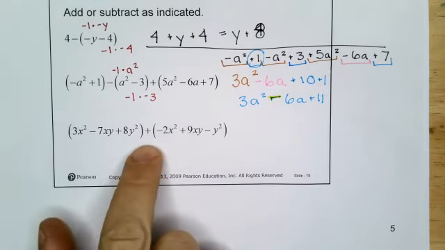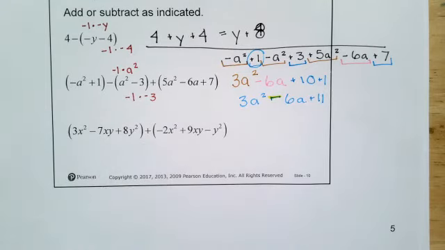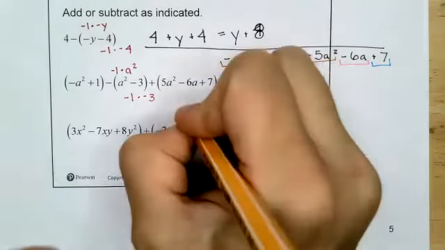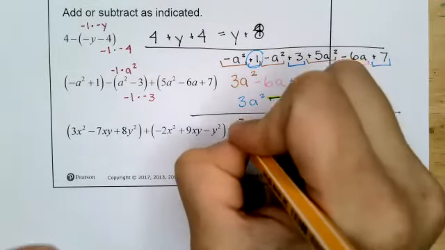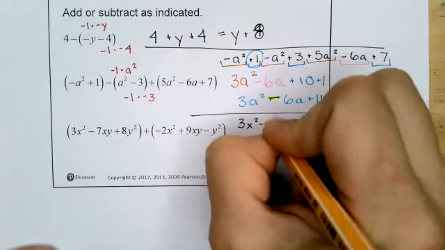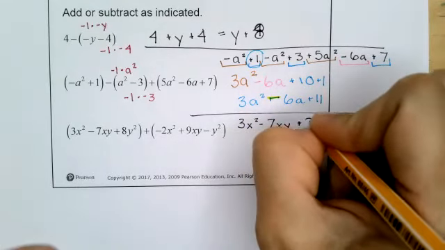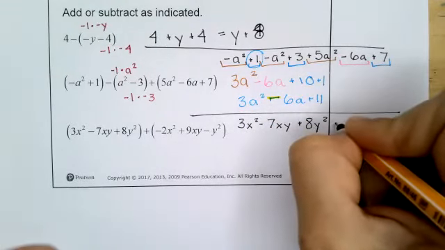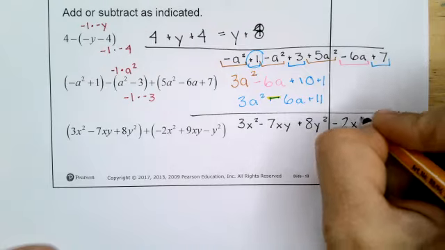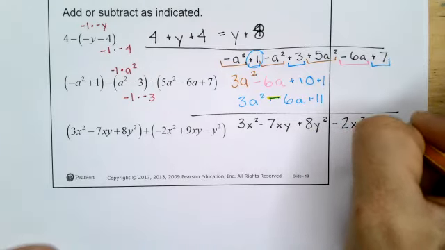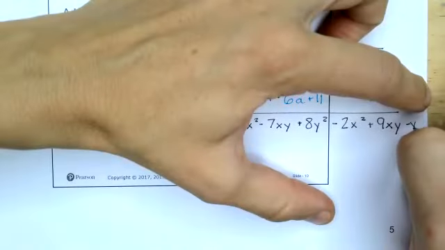All right, this one is just addition, so you do not even need the parentheses. You can write this all again without the parentheses. It is just 3x squared minus 7xy plus 8y squared minus 2x squared plus 9xy minus y squared.